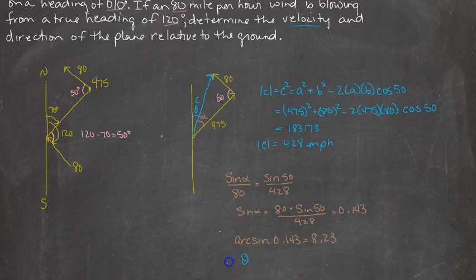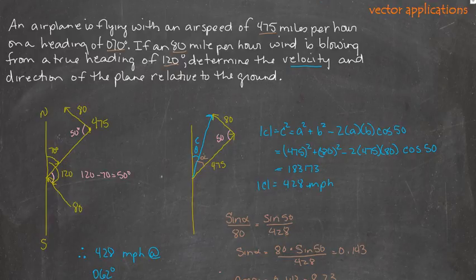So theta, therefore, is equal to 70, this entire distance, minus alpha, 8.23, which is approximately equal to 61.77, so 61.8 degrees. Therefore, I can say that relative to the ground, the plane is flying 428 miles per hour at a bearing or a heading of 61.8 degrees.